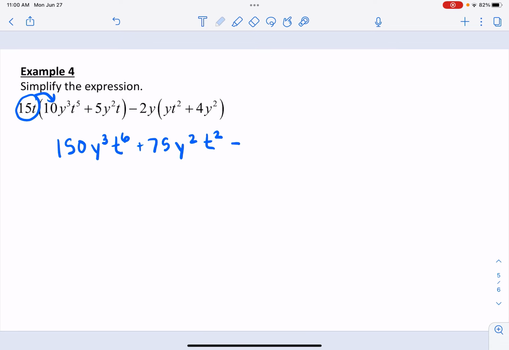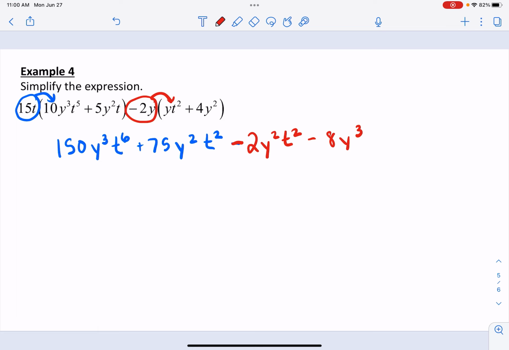So then when I distribute the negative 2y in, I get a negative. Now the y's are the ones that are going to change. Y times y is y squared, t squared, minus 8y to the third.